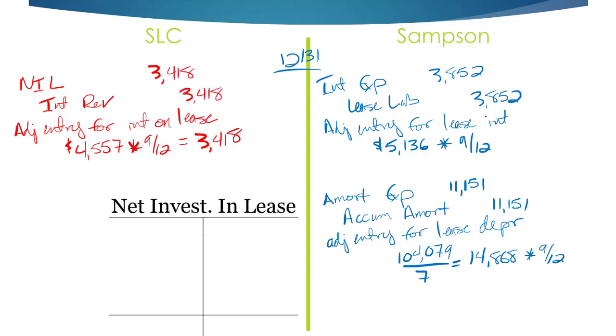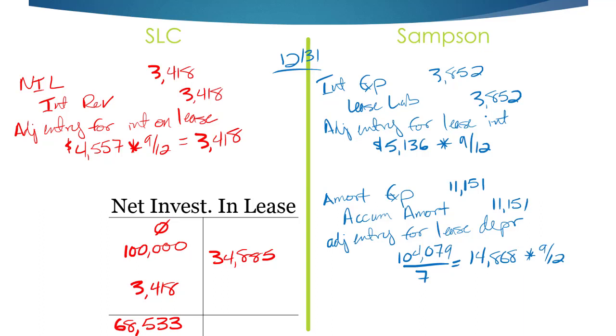Last thing I need to do, I've got to keep track of that net investment in lease account. So it starts at 0. We added $100,000 to it. Payment was made for $34,885, and then we added this $34,818. So I'm going to end the year with $68,533, and that's going to give me everything I need for both SLC and Samson for year 3.